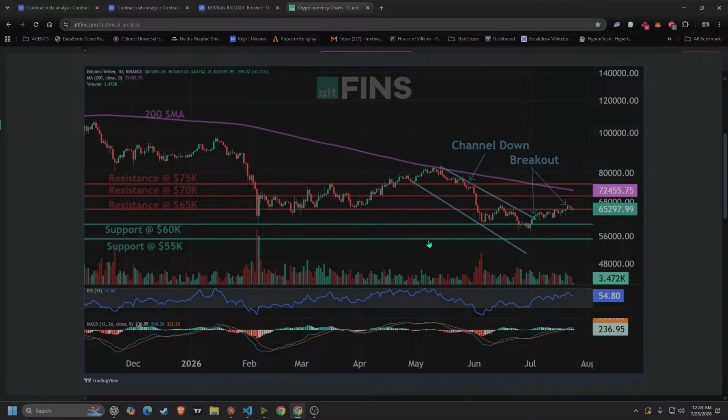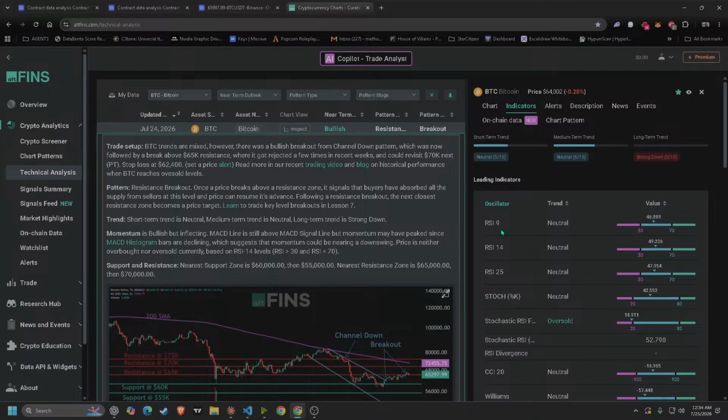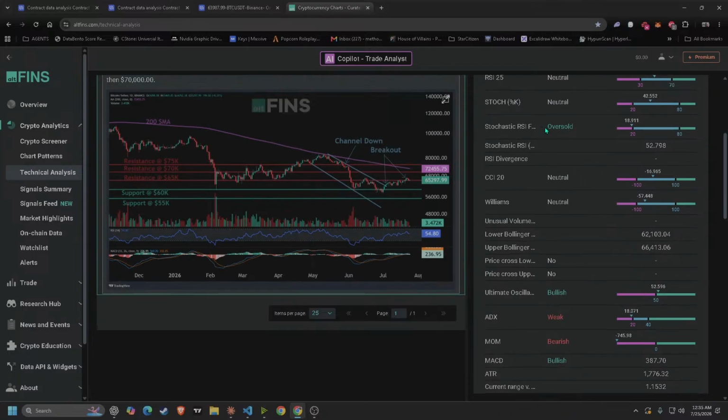All right, so we got some lines here. We just broke to the upside of a down channel. We got a breakout from a channel down. RSI 9, 14, 25, all neutral, neutral, neutral. Stochastic RSI oversold.